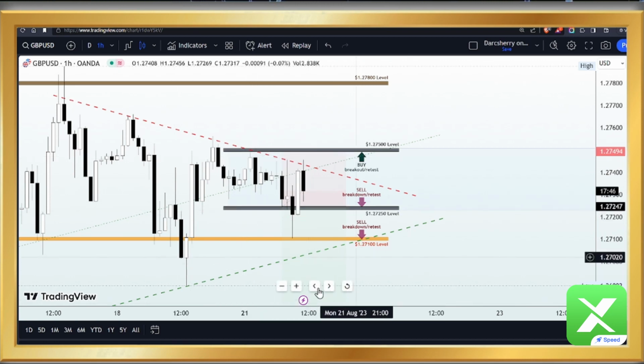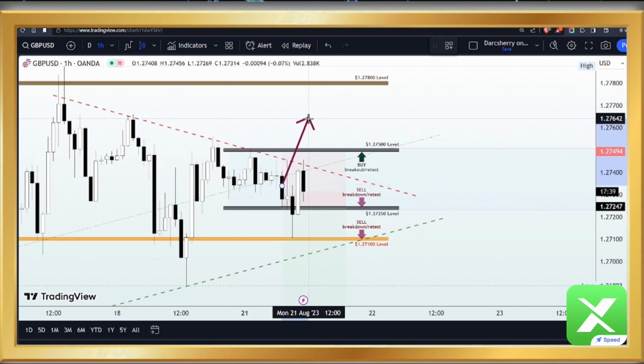Now, you know how we do it whenever we have a flat range. We want to wait for a signal in the form of either a breakout of the resistance line to give us an opportunity to buy, or the breakdown of the support line to give us an opportunity to sell.